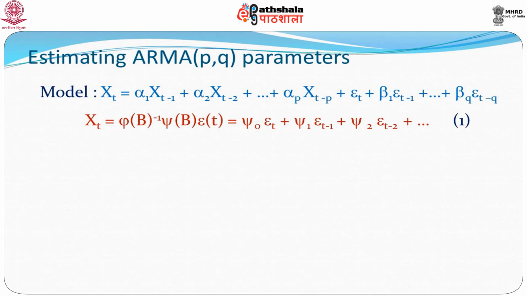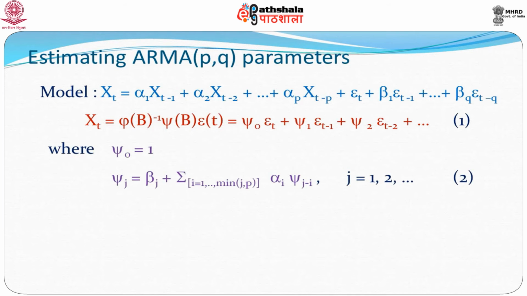Now, in this case, the relationship turns out to be psi_0 equal to 1 and psi_j is beta_j plus the summation of alpha_i into psi_{j-i}, and this relationship we can work out for each of the j values, remembering that alpha_i is equal to 0 for i greater than p, because we just have alpha_1 to alpha_p, and similarly beta_j is equal to 0 for j greater than q.